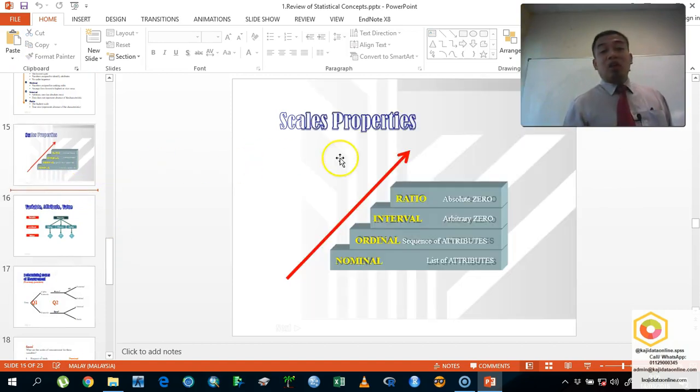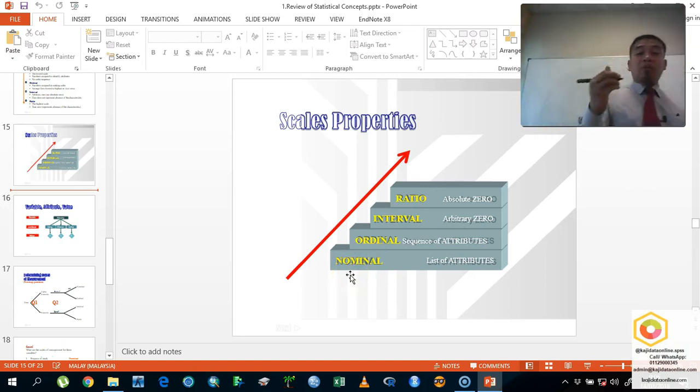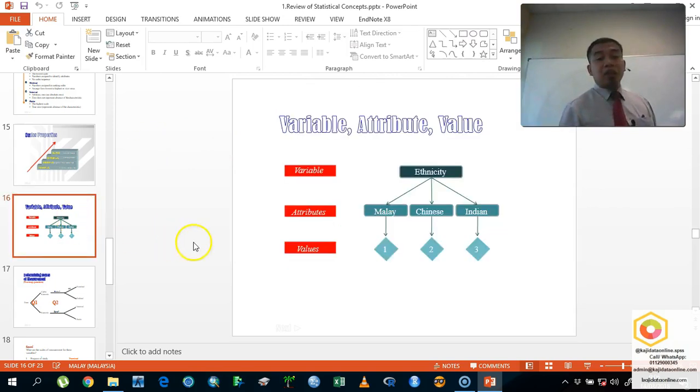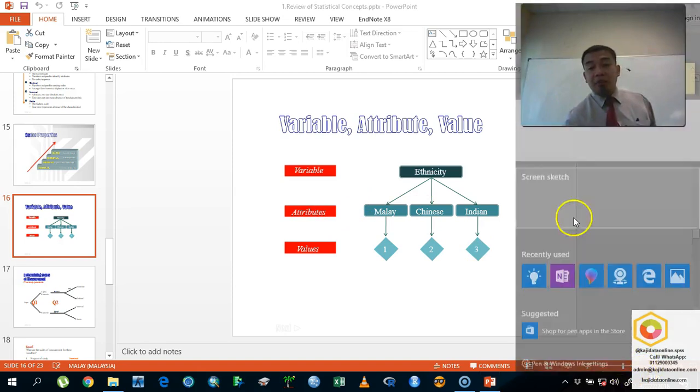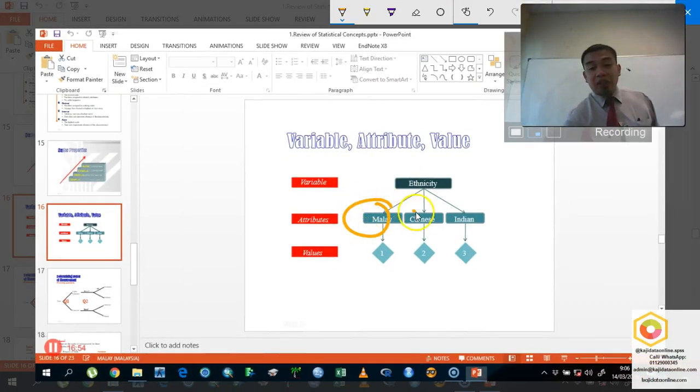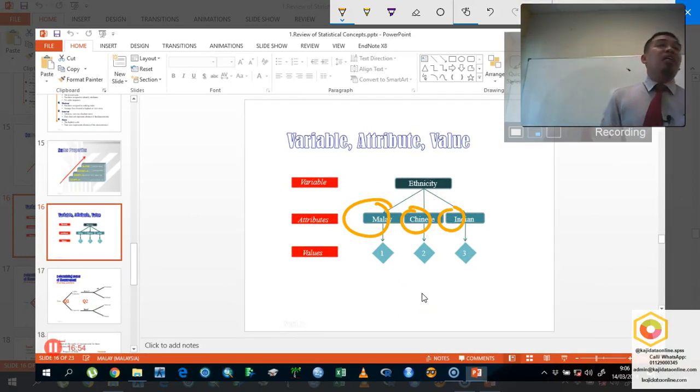Okay, so this is the order of the scale properties. The lowest one, we call it nominal, and the very good one, we call it ratio. So if you encounter any nominal scale or nominal data, make sure that you give the name and make clear the attributes. The attributes here you can set up during your pre-analysis procedure. This one I will share with you how to do in the workshop tomorrow.